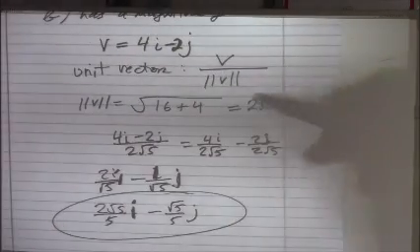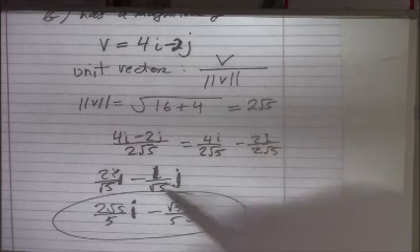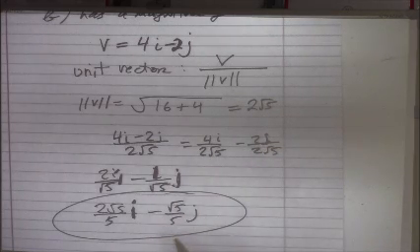So the formula here is really pretty simple. It's just if you get a square root answer, you've just got to play with the rationalizing part.